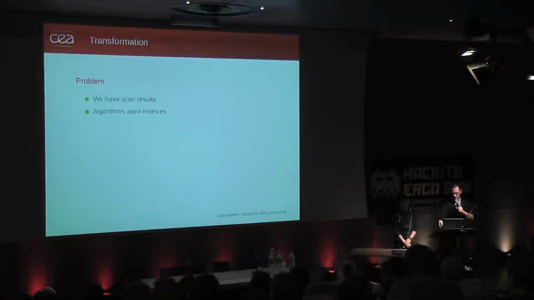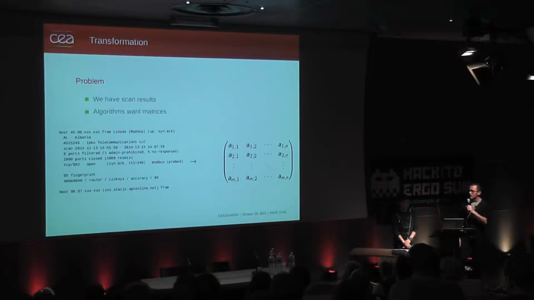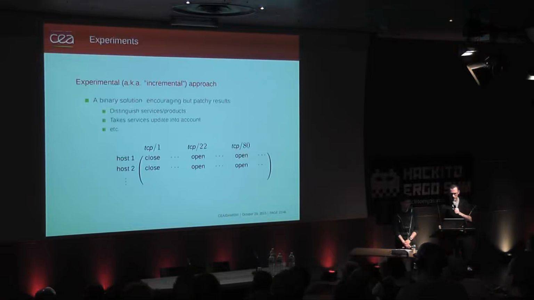So we have 2 problems. The first one is that what we have is scan results, Nmap results, as we showed before. And what the algorithms that are already written want as input are matrices. So the hard work is how to transmute the scan results into algorithm matrices. The difficult part is to do that relevantly. So we had several approaches for that. You can say experimental or incremental if you're an optimist.